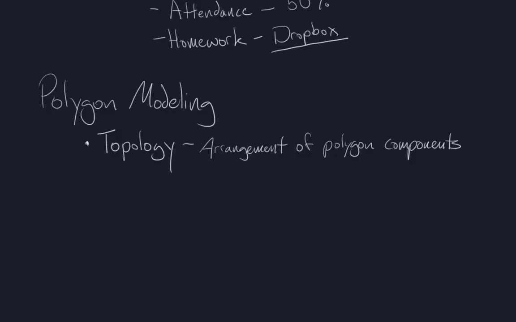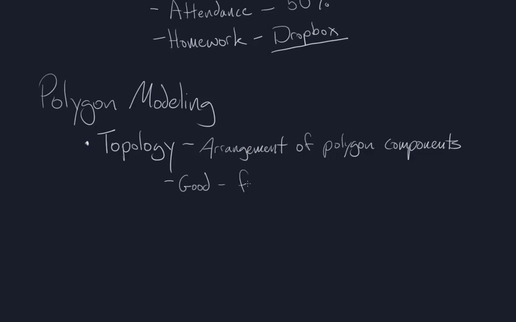Okay, so let's jump back over to Photoshop for just a moment. So topology, again, it's the arrangement of polygon components. There is good topology and there is bad topology. You probably won't be able to differentiate too much of the difference between the two when you first get started, but here are some guidelines that will kind of work as rules of thumb.